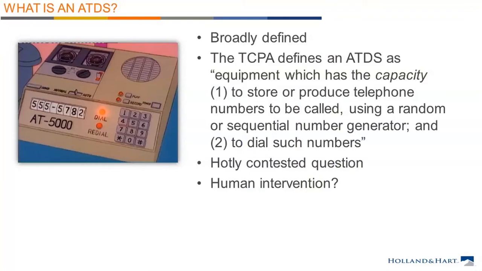Well, this is something that has been broadly defined. It is defined by the statute as equipment which has the capacity to store or produce telephone numbers to be called using a random or sequential number generator, and then the capacity to dial such numbers. Well, this begs the question, what does capacity mean?